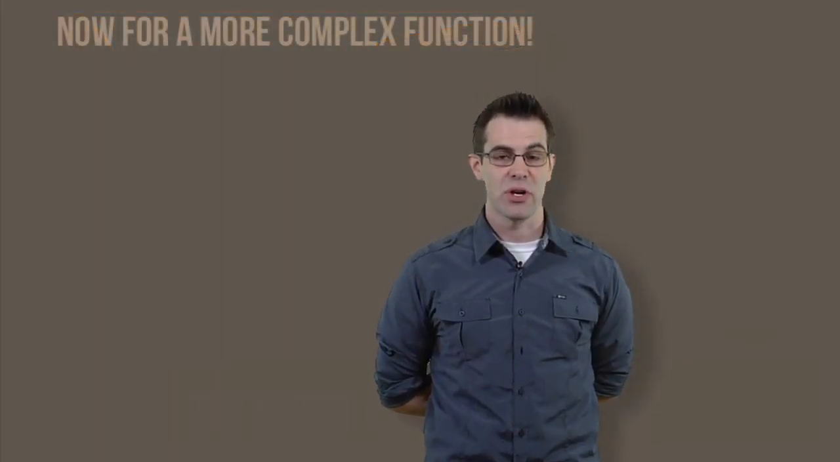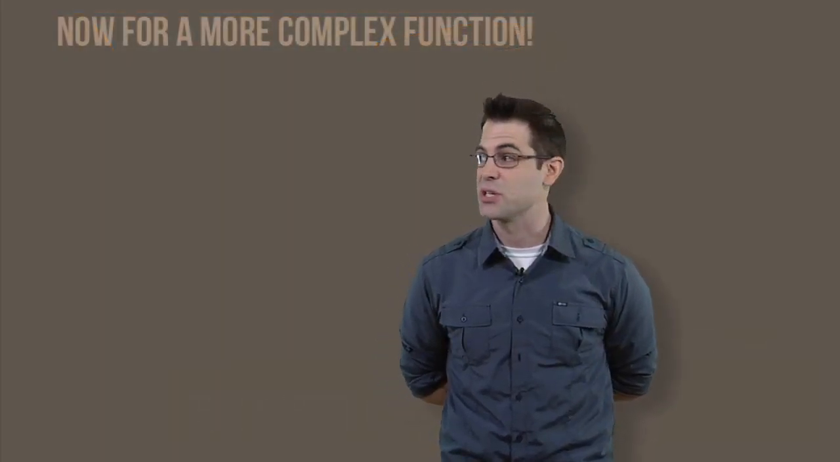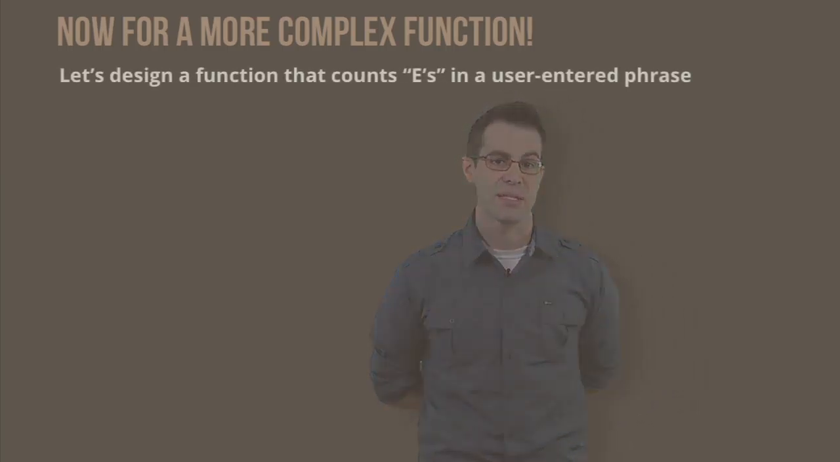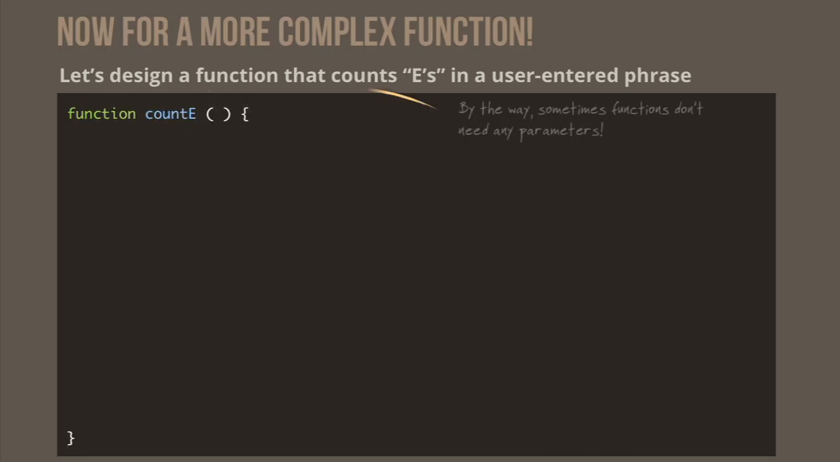So we've done the simple function, now let's try a more complex function. Let's make a function that counts the e's in a user-entered phrase. We will combine the built-in functions of level 5 with our declared function of level 6. Let's call our function countE, and in this particular function, we'll have no parameters. That often happens in JavaScript code.